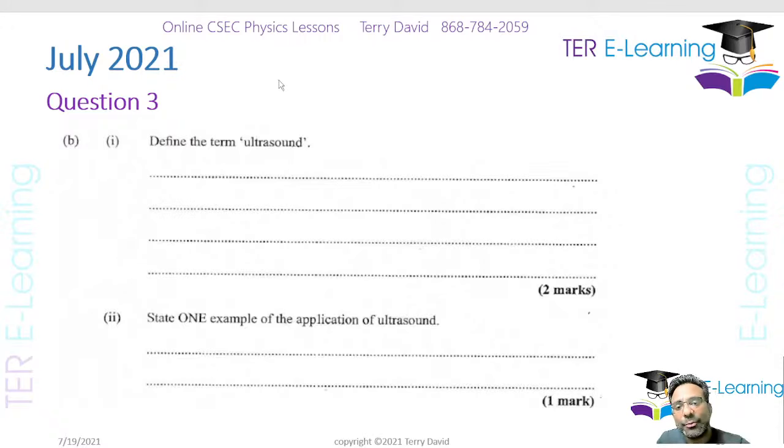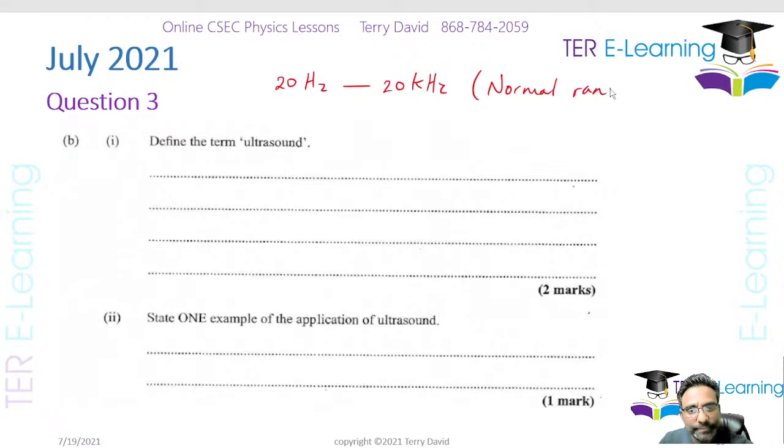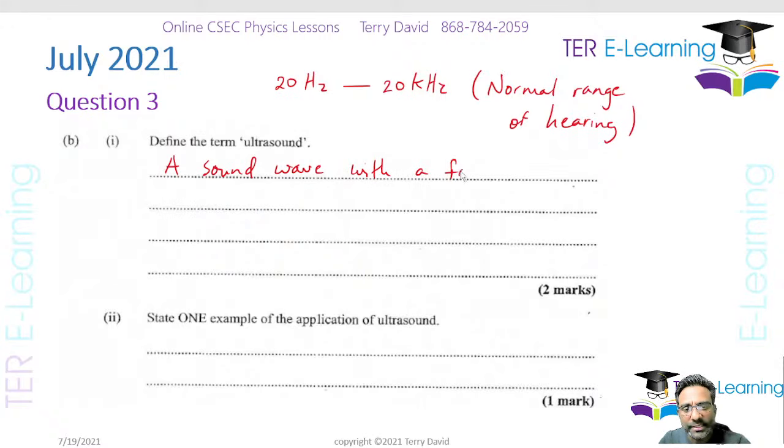So remember, the frequencies that the normal human ear can hear are between 20 hertz and 20 kilohertz. That's our normal range of hearing. You all would have seen this; it comes in multiple choice. Define what is meant by an ultrasound. Only 2 marks for this. All you need to say: a sound wave with a frequency greater than 20 kilohertz. That's it. That's all I want.